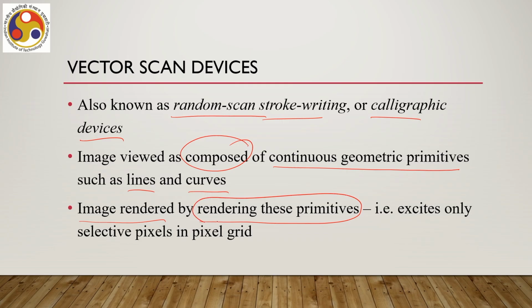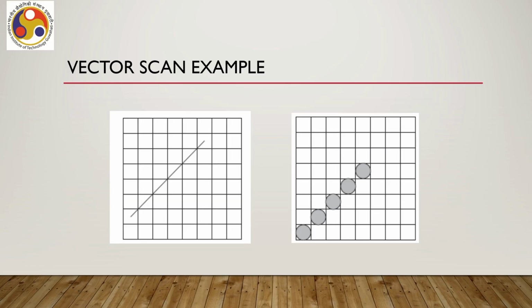So, essentially the mechanism to render the image is to activate pixels that represent these primitives, assuming that if we focus on the rendering of the primitives, then the whole image will be perceived. So, essentially the idea is to excite only selective pixels in the pixel grid that represent the primitives. The idea is illustrated here. As you can see, suppose we have a line. Now, I want to display this line.